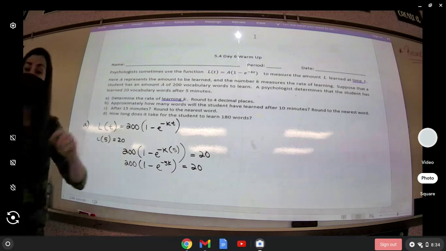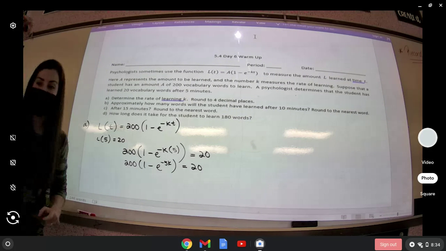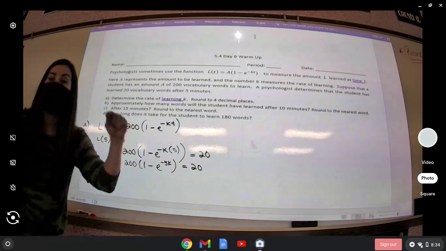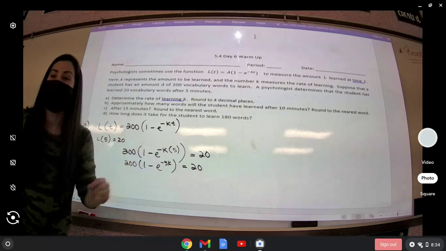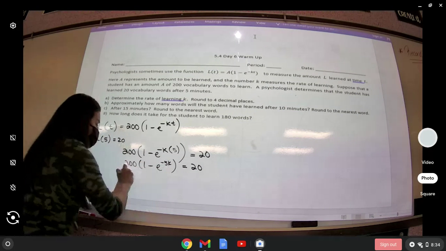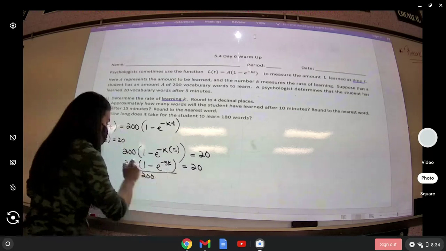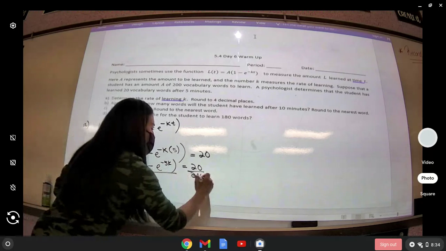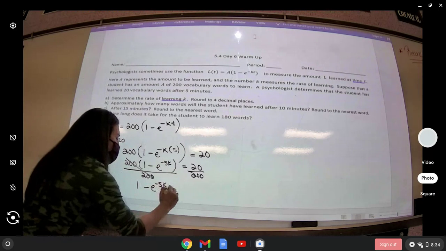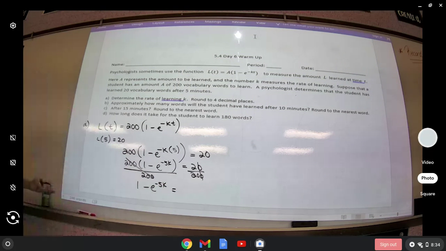Notice where K is. K is up in that exponent. This is an exponential equation. So who should solve an exponential equation for us? A logarithm. All right, here we go. Let's isolate this exponential though. Let's divide the 200 away. All right, now I'm going to have 1 minus e to the negative 5k equals 20 over 200, that's 1/10.